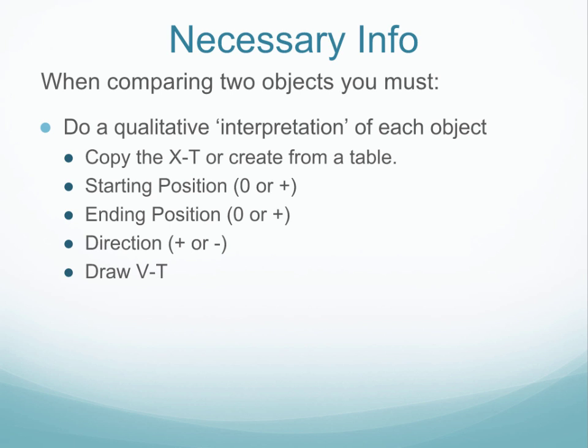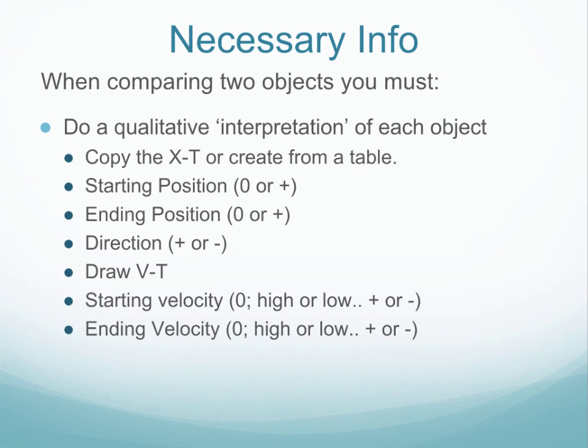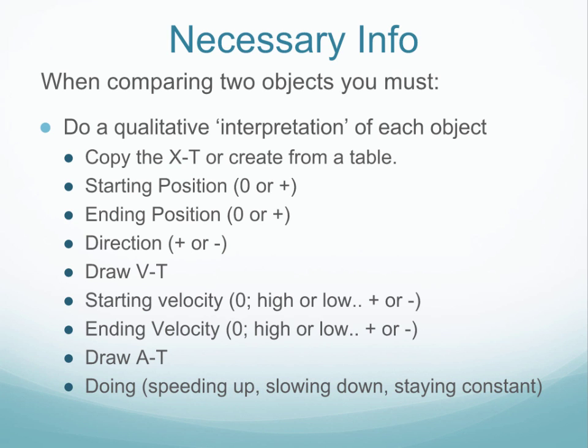Then you're going to draw a VT graph. Now this VT graph is going to have two lines on it. You're going to identify the starting velocity, either 0, high or low, positive or negative. The ending velocity, again 0, high or low, positive or negative. Then you're going to draw that AT graph. Okay, and again, it will have two lines on it. Be sure you color code. That's going to be very important. I do have colored pencils, crayons, and highlighters for you to use. You're also going to identify what each object is doing: speeding up, slowing down, or staying at a constant speed.